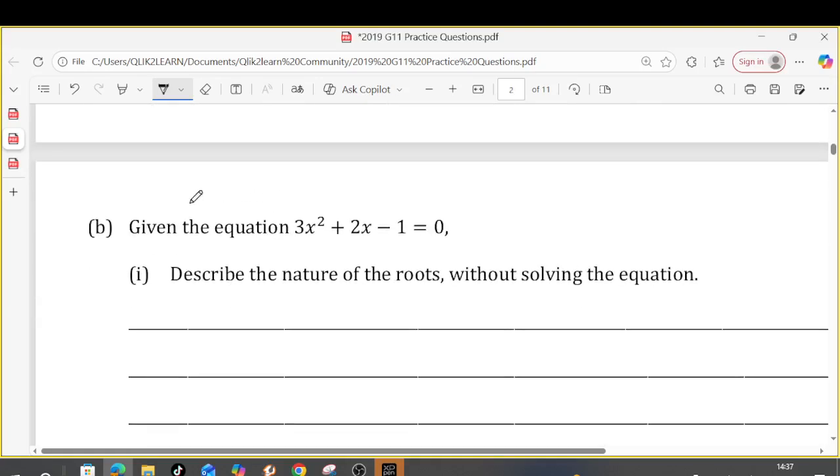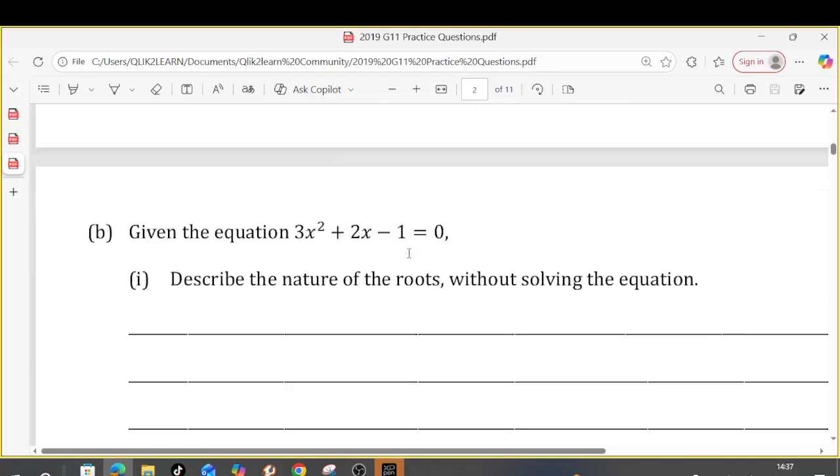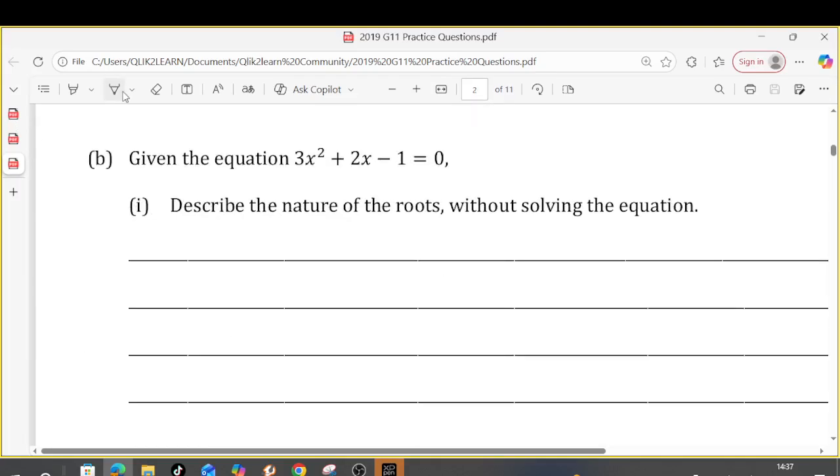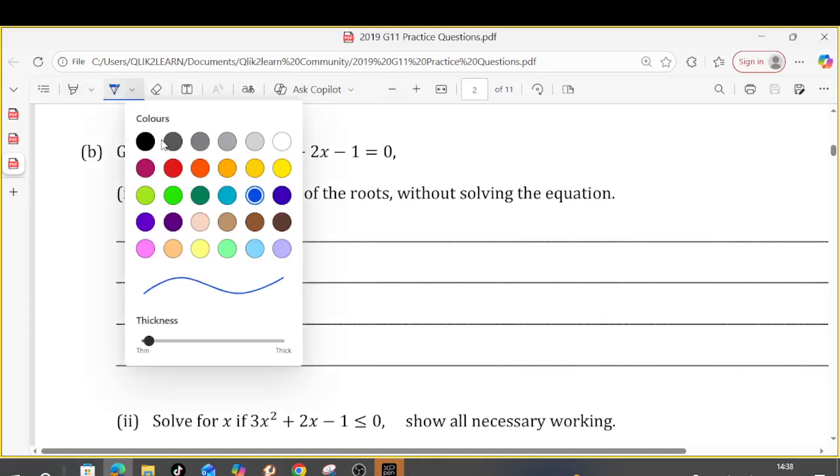I'm sorry guys, I just want us to change and go to the other question paper. Maybe on this side we won't have problems now. Okay, let's work on this one. Let's see what we have here.